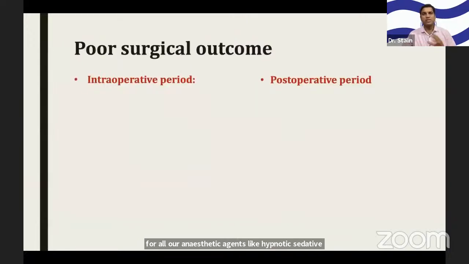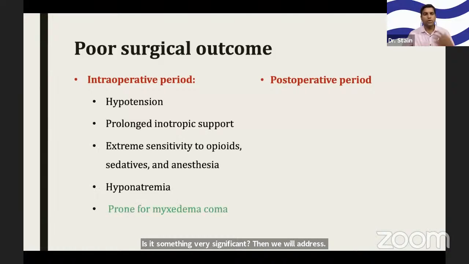Now what happens if we don't address these problems? What is likely to happen in the intraoperative as well as the postoperative period? Is it something very significant? Yes, definitely we are going to face a lot of problems if we don't address these issues. Intraoperatively, you will have hypotension, which usually doesn't respond to routine treatment. There will be a need for prolonged inotropic support, and they are extremely sensitive to opioids, sedatives and anesthetic agents.